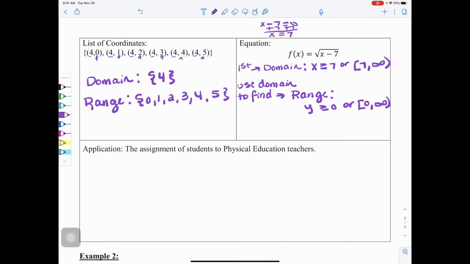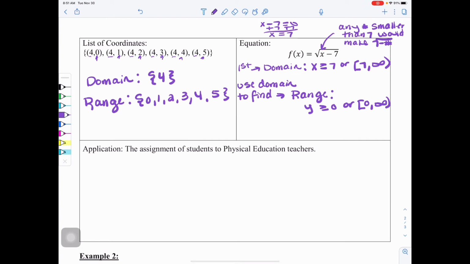Okay? So again, up here, any number smaller than 7 would make it a square root of a negative number, which is a problem.